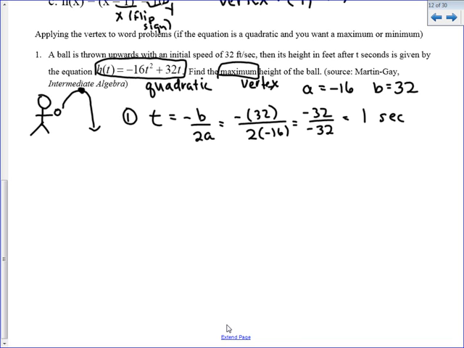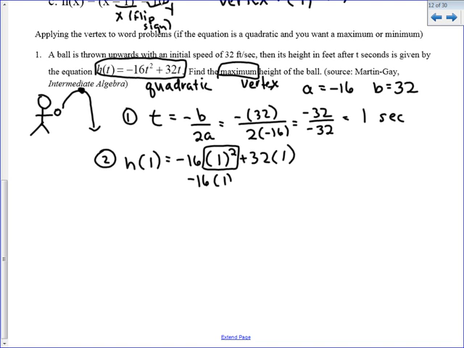What the question actually wants to know is, what is that height? And where do you think I'm going to find the height? Yeah. Take the time, substitute it back into the equation. So I have negative 16 times 1 squared plus 32 times 1. Order of operations says you've got to do the exponent first, that 1 squared. So I have negative 16 times 1. 32 times 1 is 32. Negative 16 plus 32 tells me the maximum height it ever gets to is 16 feet.